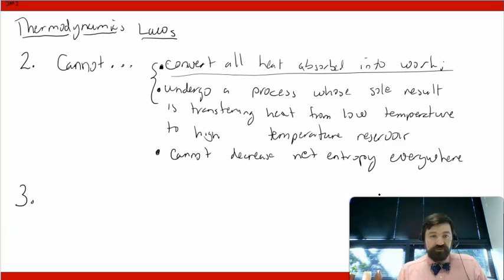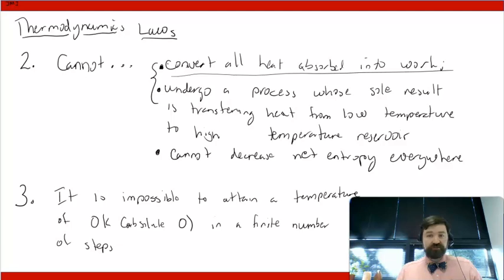The third thermodynamic law, after this great mouthful for the second one, basically just says it's not possible to reach absolute zero temperature. It should be noted here that absolute zero temperature, with a quantum mechanics understanding, does not necessarily mean no kinetic energy in the system. It just simply means the lowest possible combination of kinetic and potential energy.